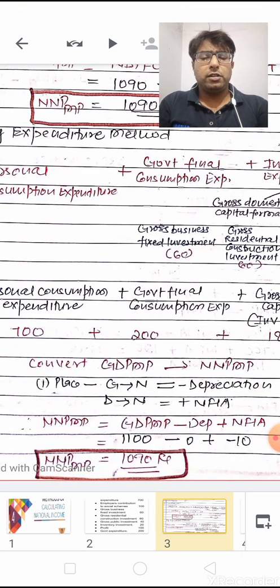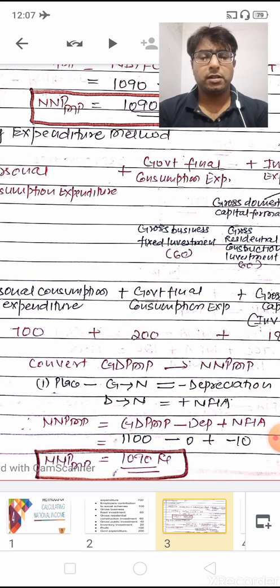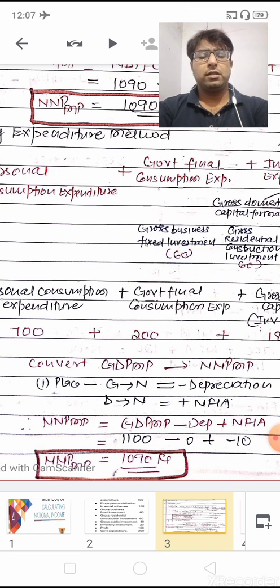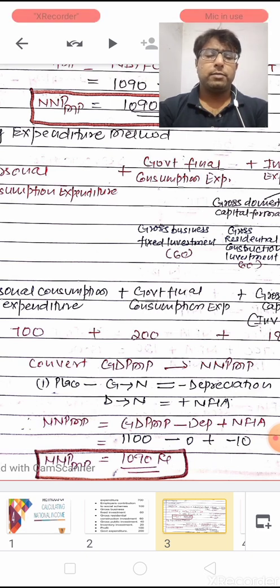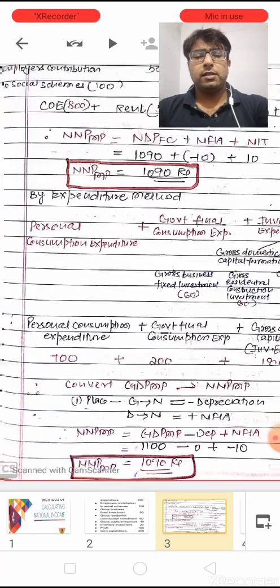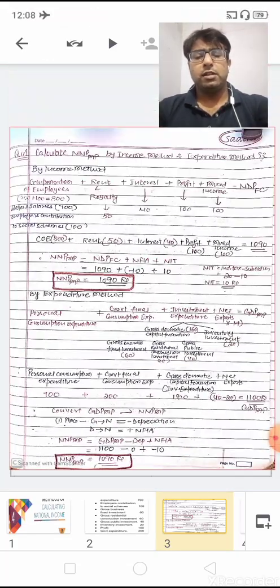Gross is to be converted into net, that is why we have to subtract the depreciation, and domestic has to be converted into national, that is why we are adding NFIA. Therefore NNP MP equals GDP MP minus depreciation plus NFIA. So by putting in the values, 1100 minus 0, that is the value of depreciation, and NFIA is minus 10. So 1100 minus 10 becomes 1090. So this is the way we can solve these numericals.